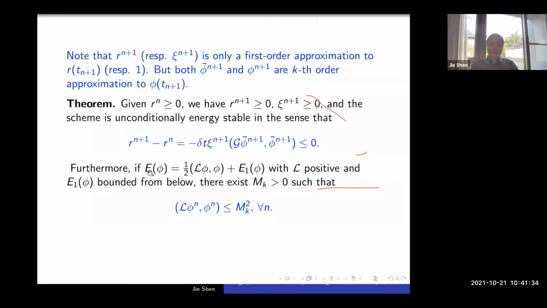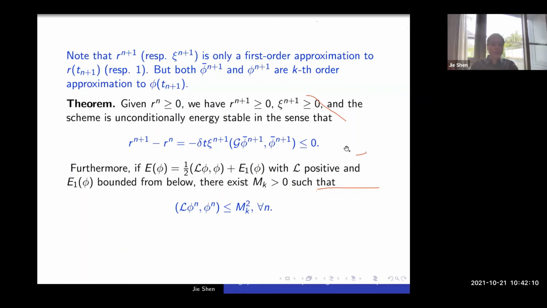But if you split your free energy into two terms, one with a quadratic term like this, then you can prove that for the norm induced by this linear positive operator, this norm is unconditionally bounded for any delta t. So usually this is a Laplacian, so you have the H1 norm uniformly bounded.